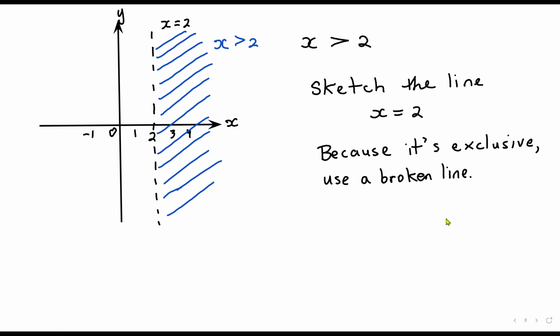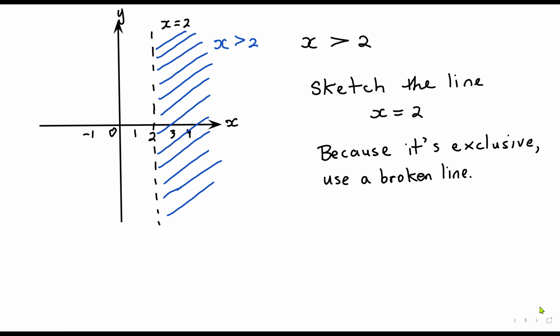And once you sketch the line, you then choose the part. If it's greater than, it's going to be to the right, provided that it's x, because to the right of the number 2 on the x-axis, all the values are greater than. So that's why you would sketch that region.